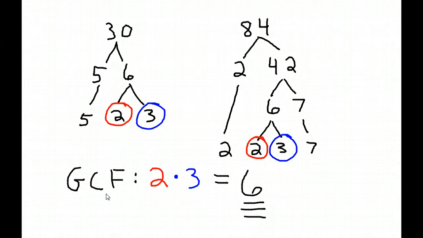Now notice there's a 2 here, and I have another 2 in 84, and I have another 2 over here. But it's a 1-for-1 connection. If you circle 1, 2 with the number 30, you can only circle 1 with the number 84. It has to be common to both. So you write down the factors they have in common, and you multiply them to get your GCF equal to 6.